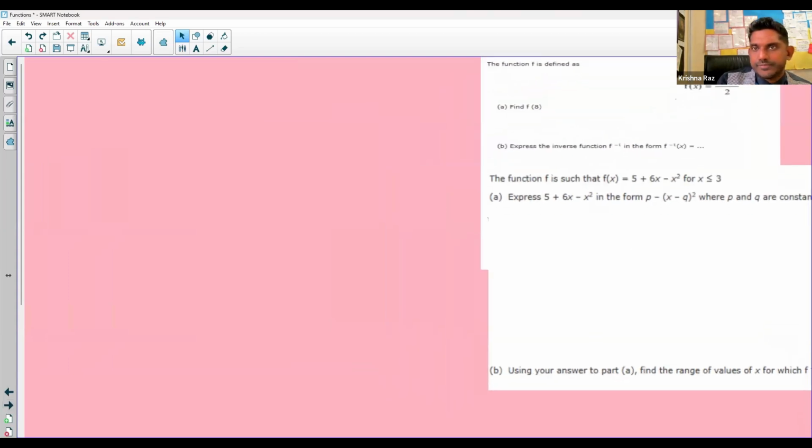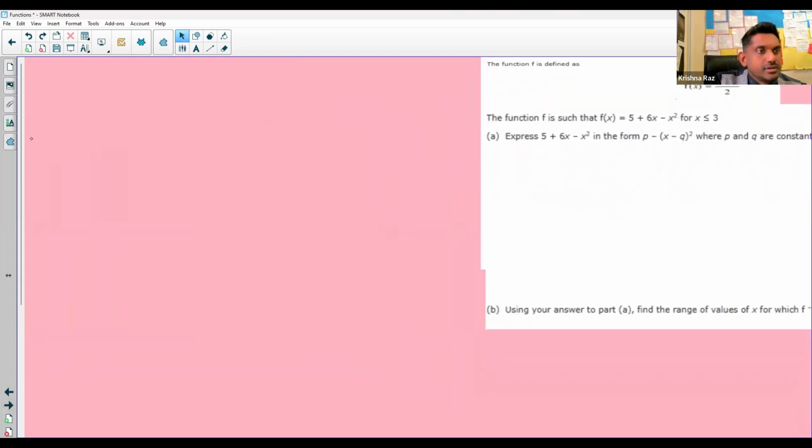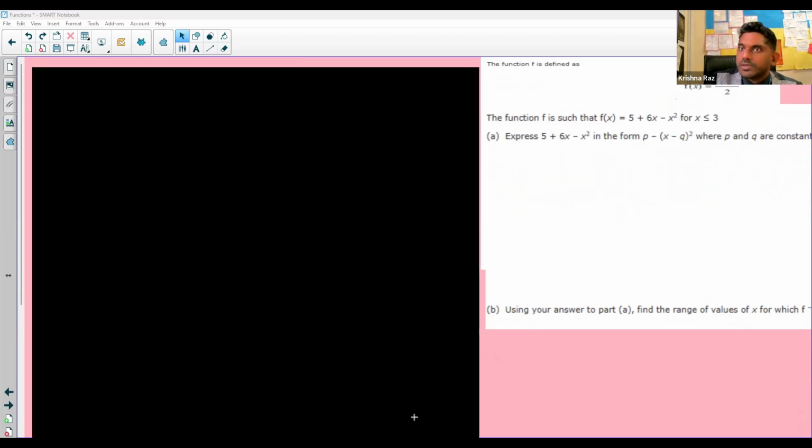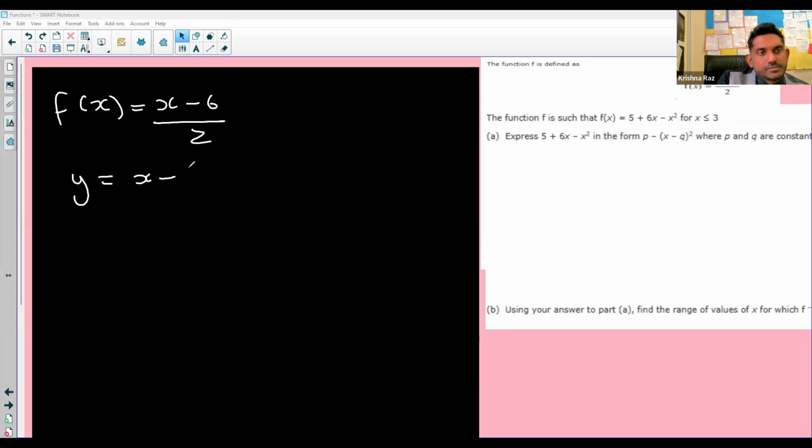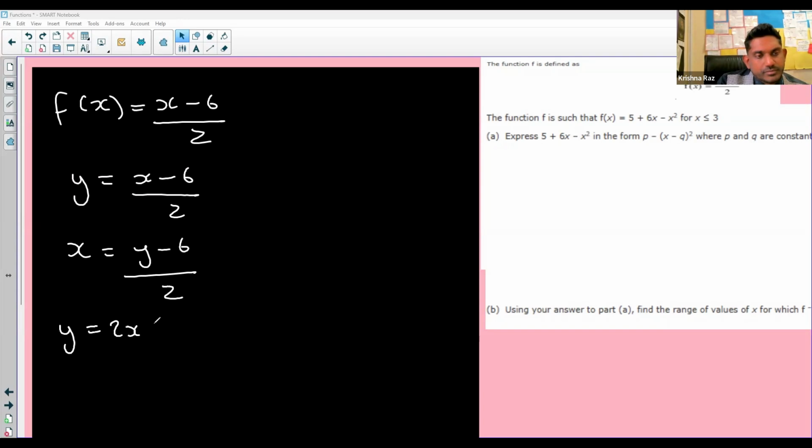Let's do that one there. In this one, we have f of x equals x minus 6 over 2. So we put y equals, we swap x and y around. Now we make y the subject. And that is the inverse.